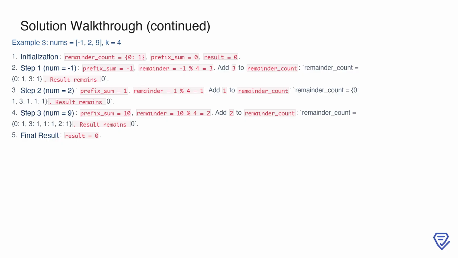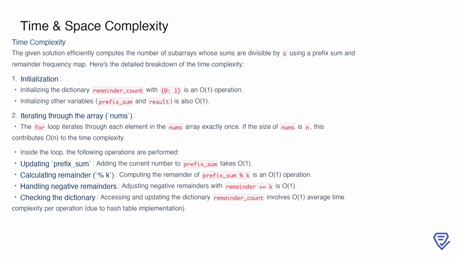The final result for this example is 0, meaning there are no subarrays whose sums are divisible by 4. To analyze the time complexity of our solution, let's break it down step by step. First, we handle initialization. Setting up the dictionary remainder_count with an initial entry, {0: 1}, is a constant time operation, or O(1).